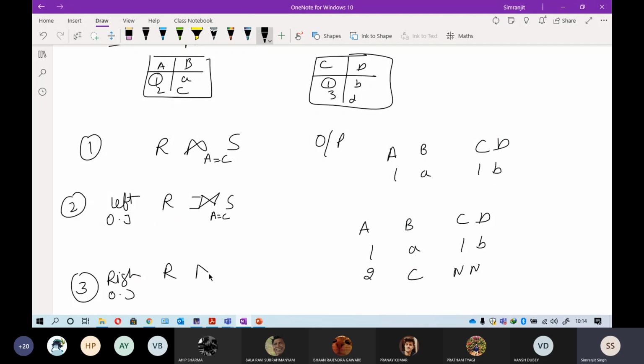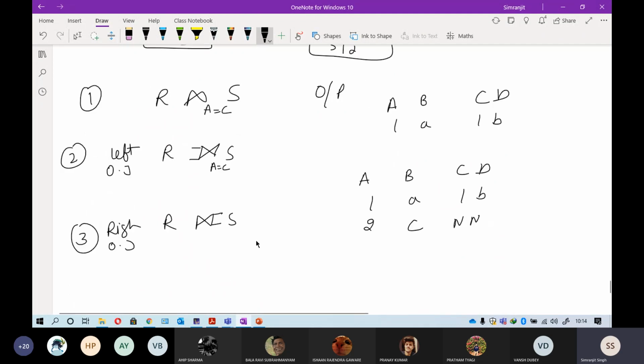The symbol for this will be this, and what you do in this part is again take the common part first. A B C D, the common part is 1 A 1 B.